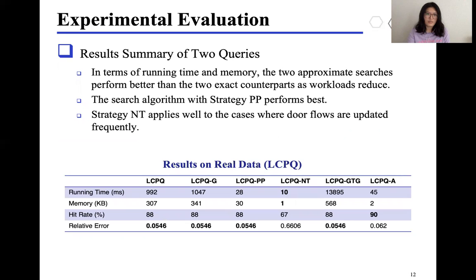Here is a brief result summary. In terms of running time and memory, the two approximate searches perform better. And when considering both efficiency and effectiveness, the search algorithm with strategy PP performs best, and strategy NT applies well to the cases where door flows are updated frequently.